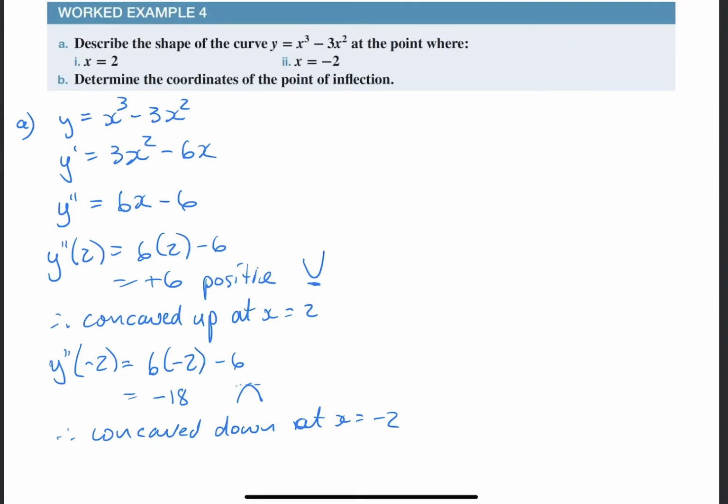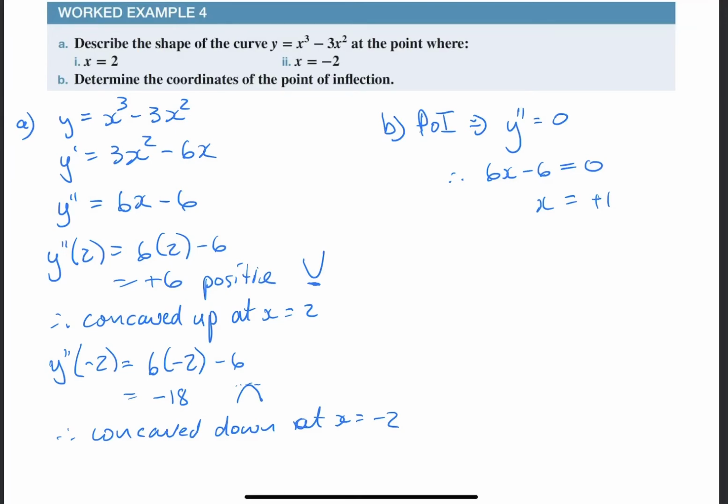In the B part of the question, they say determine the coordinates of the point of inflection. Now the point of inflection is where my second derivative equals 0. In other words, that is where 6x minus 6 equals 0. The negative 6 goes to the other side. It's plus 6 divided by 6, so x equals positive 1.